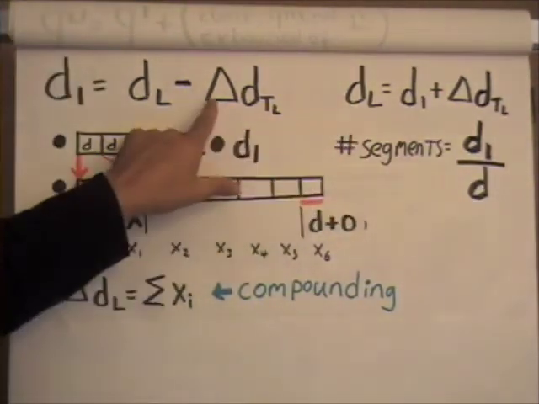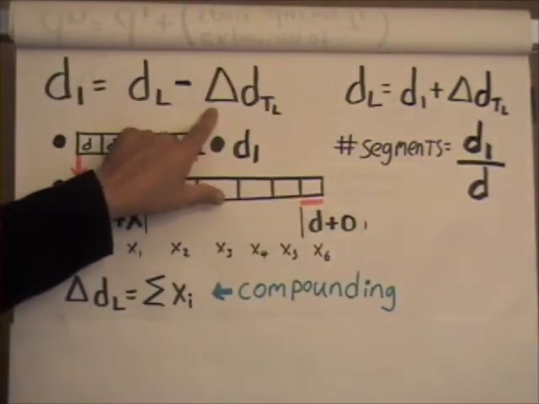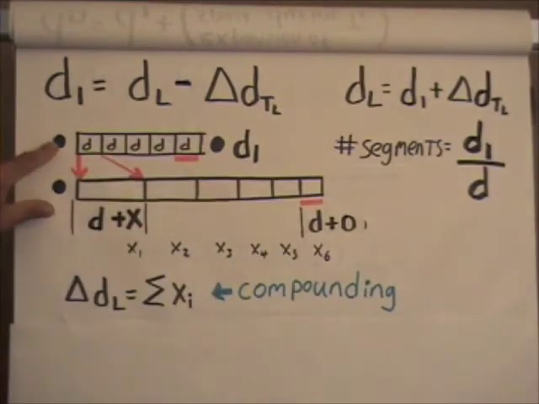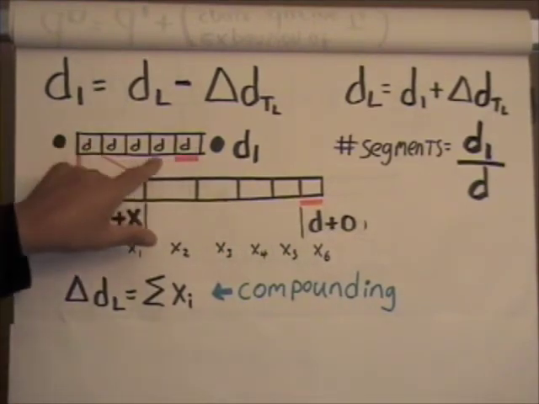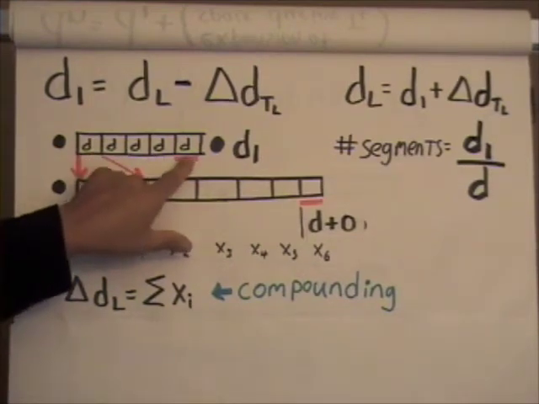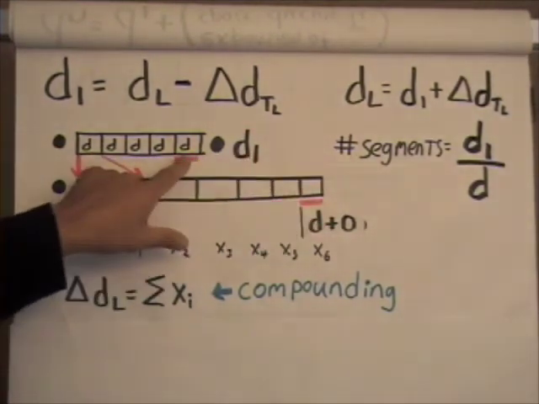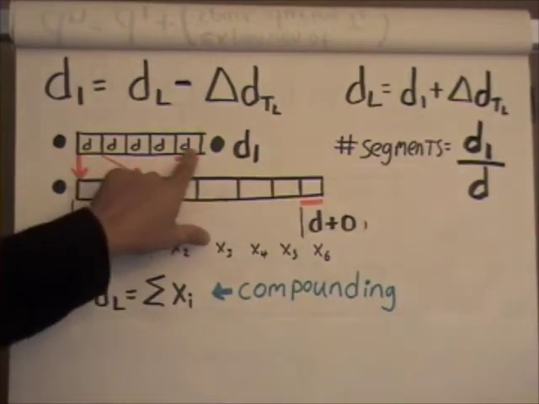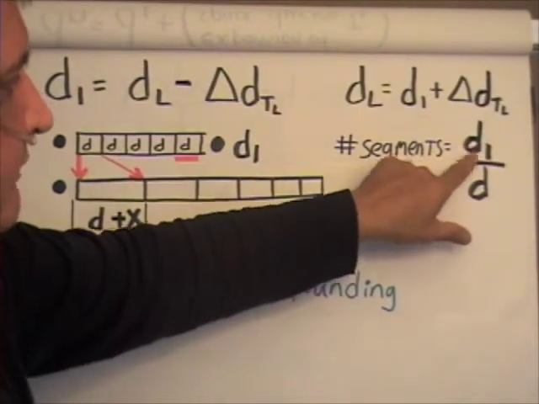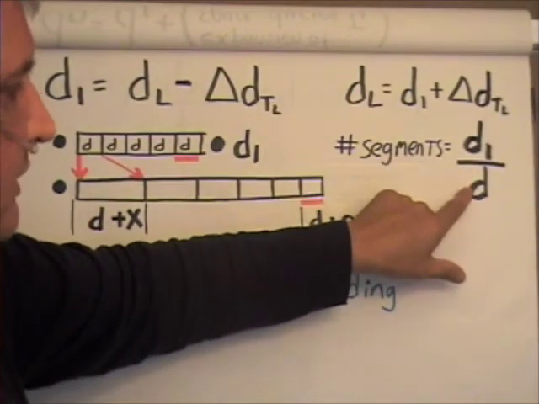Now, to find this change in the distance, we do it this way. Here's the original distance d1, which we divide up into a number of segments. Each segment has the length d. So we'll just note in passing that the number of segments is going to be the total length d1 divided by the length of each segment d.